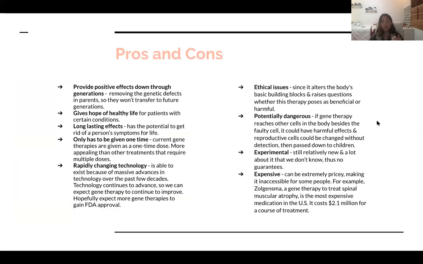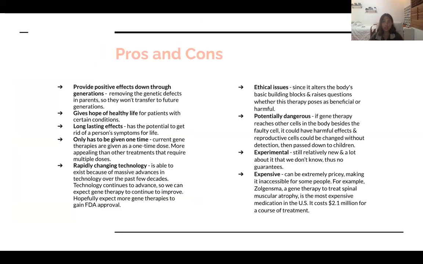Now, there are a lot of pros and cons to human gene therapy. So one of the pros is that it provides positive effects for future generations. As mentioned for germline, you can reduce the effect of having a disorder being passed down to your future children. And it also gives hope for a lot of healthy lives for future patients. And because this human gene therapy, once it's inserted, it can just change your life rapidly, just like that.